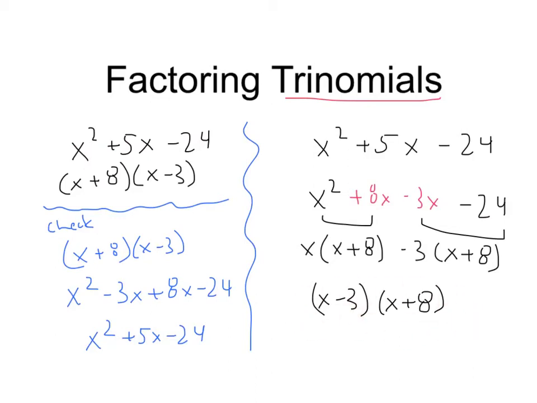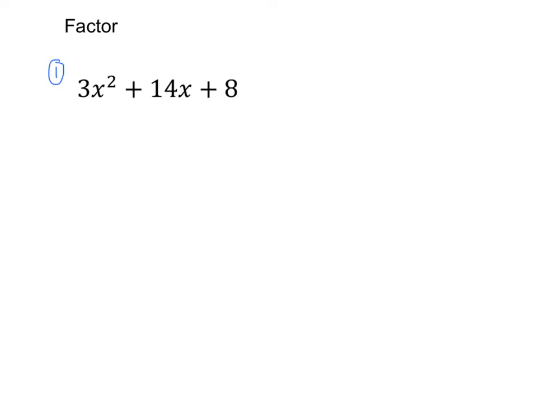The key thing is this step right here, and that's what I'm going to talk about in the next slide. Let's factor this one, 3x squared plus 14x plus 8. From what I said in the last slide, the 3x squared is going to stay the same, and the plus 8 is going to stay the same. What I want to do is rewrite 14x a different way. How do I figure that out? We're going to use our magic x tool.